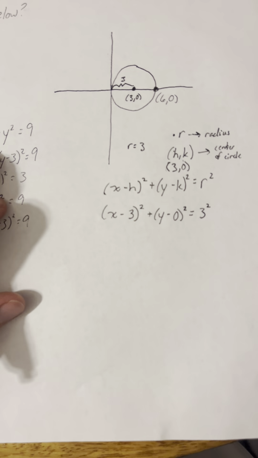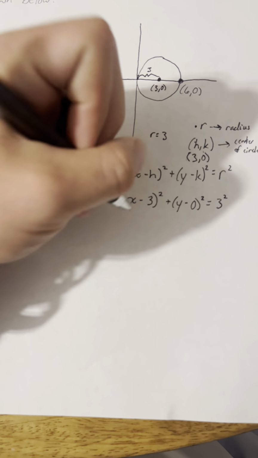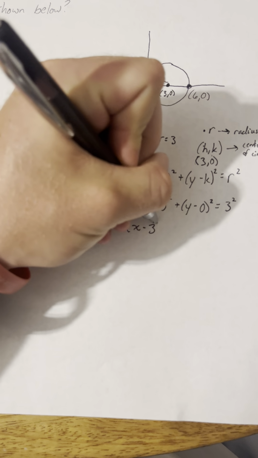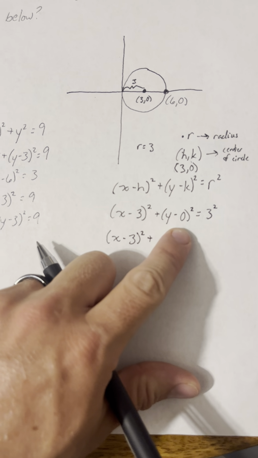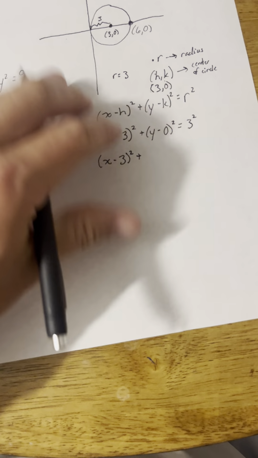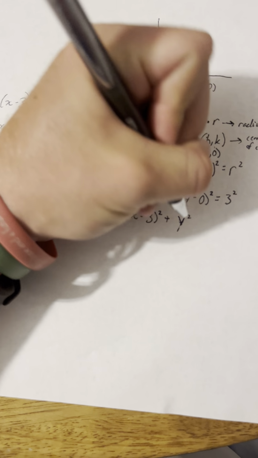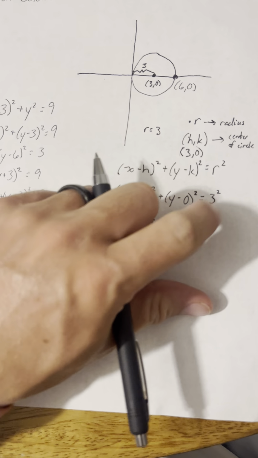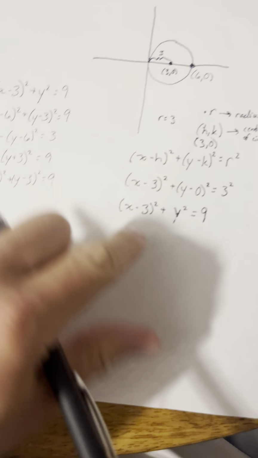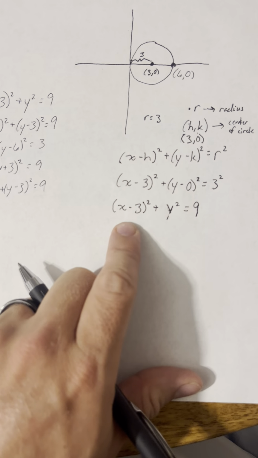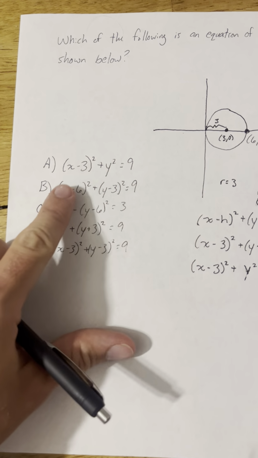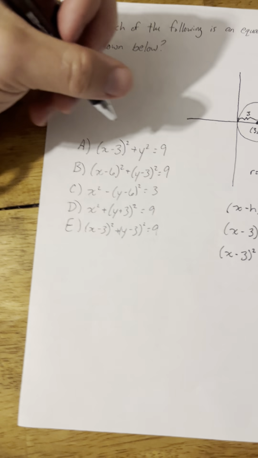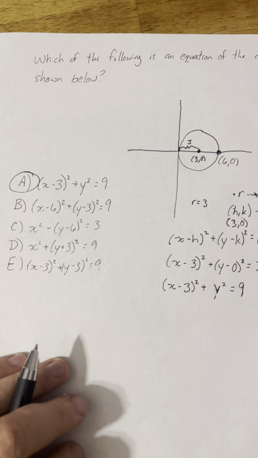So now we're just going to clean up a little bit and simplify this. This stays as (x - 3)² plus, if you have y and you take away 0, that just is y. So you can simplify this to just y², equals, and then 3² is 9. So as you can see here, my final equation is (x - 3)² + y² = 9. And if we look over here, that would be answer choice A. So A is the correct answer.